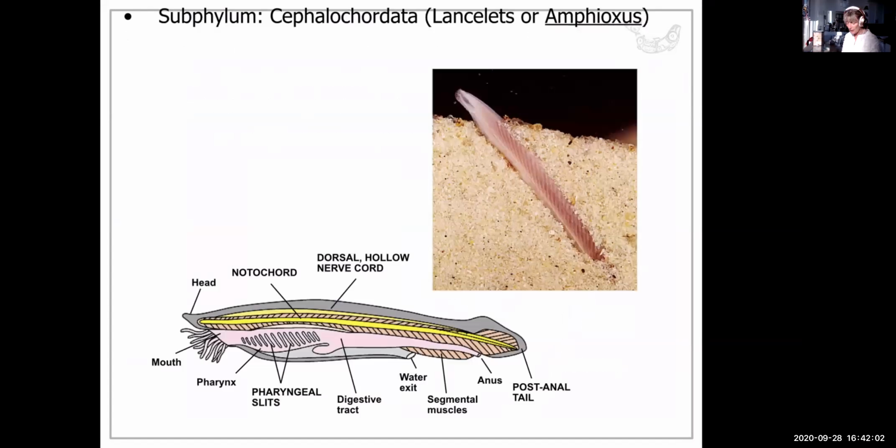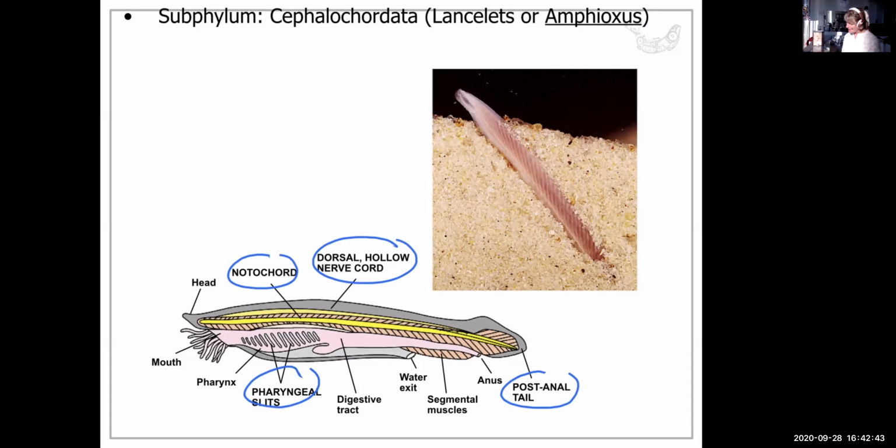The lancelet is also a simple animal. In the adult stage, it has all the features of a chordate, the notochord, the hollow nerve cord, the pharyngeal slits, and the post-anal tail. And it just sits in sand and it comes out to grab small particles of food out of the water. It's a little bit like a suspension feeder. So it traps particles with its pharyngeal slits, and that's how it manages to get food. The food goes into its digestive tract.